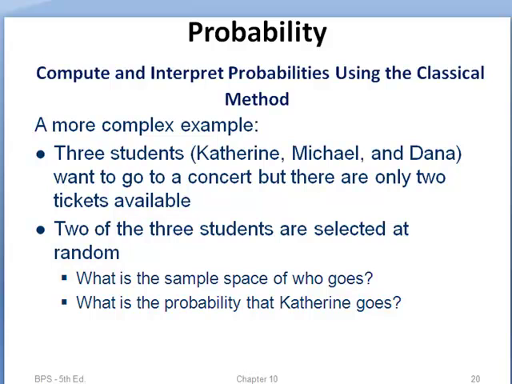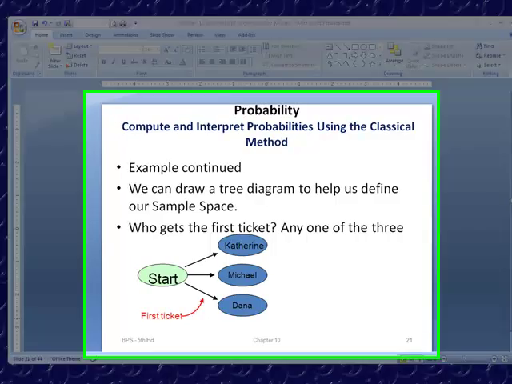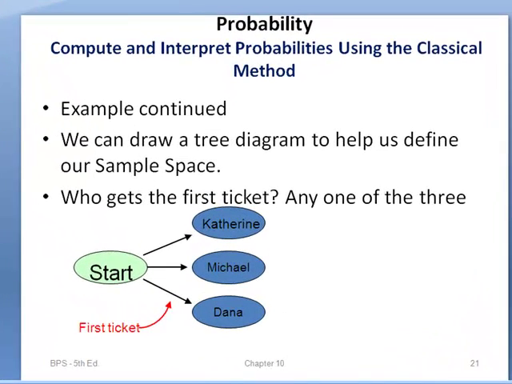The three students are Catherine, Michael, and Dana. Well, first we have to figure out what our sample space is. Here's one way, using a tree diagram to get our complete sample space. For our first pick, anyone, Catherine, Michael, or Dana, could be picked for the first ticket. So we're beginning to find out what our sample space could be.